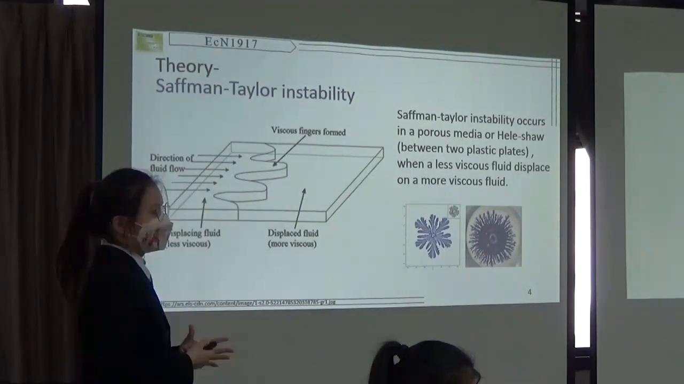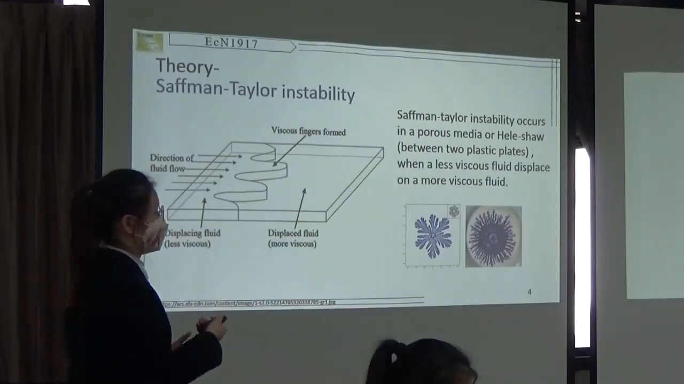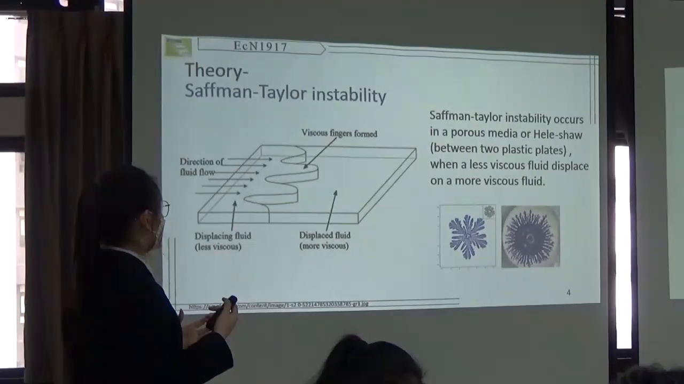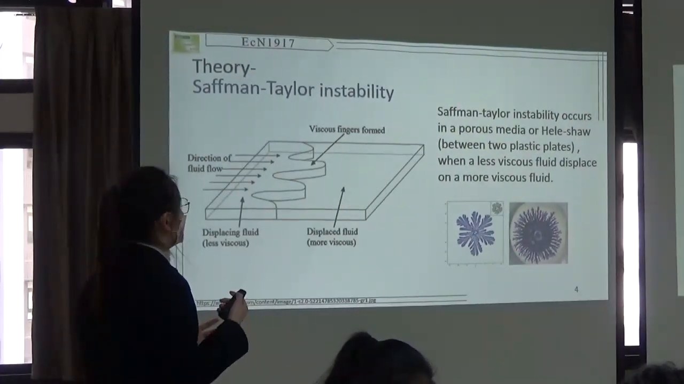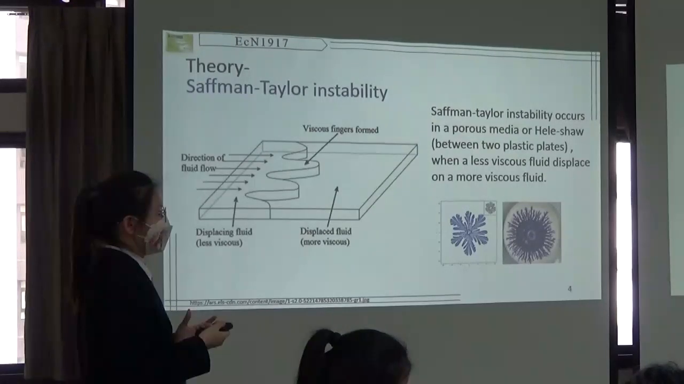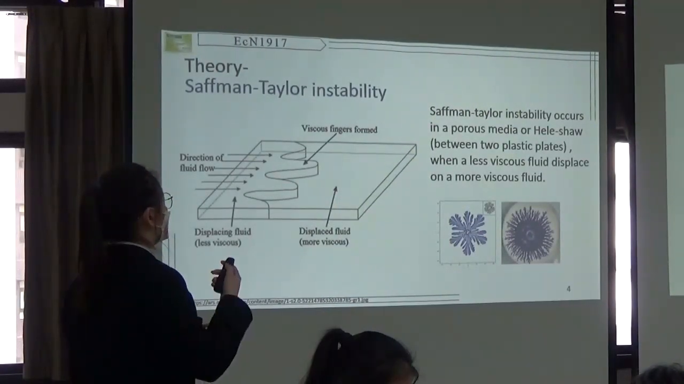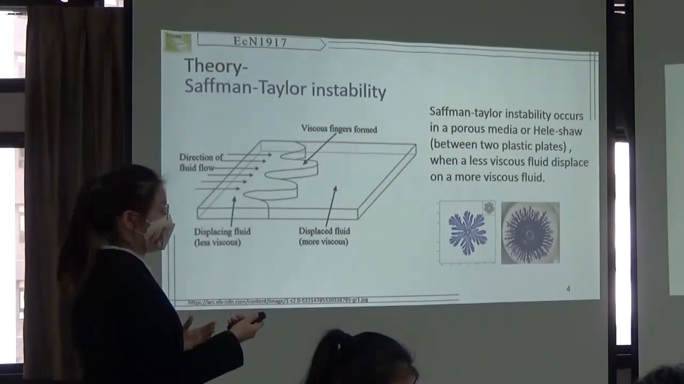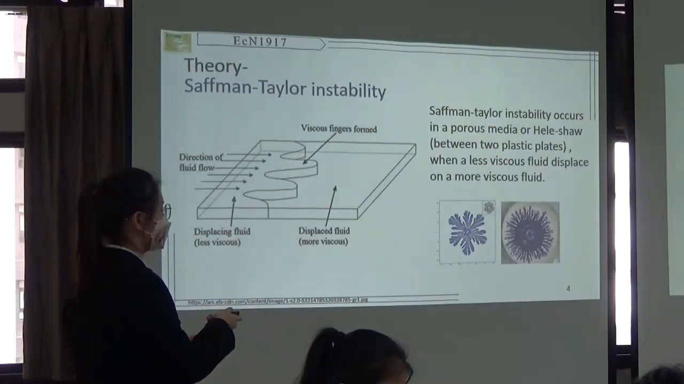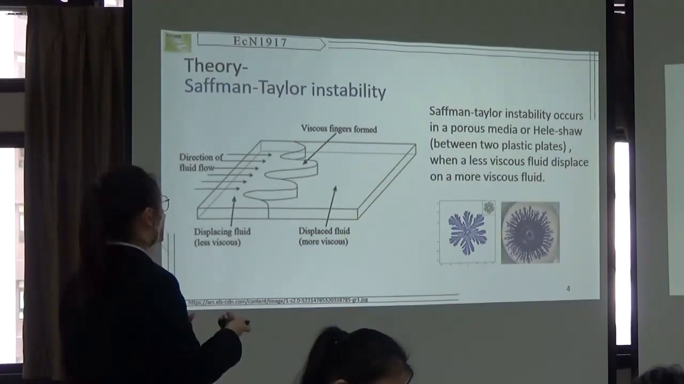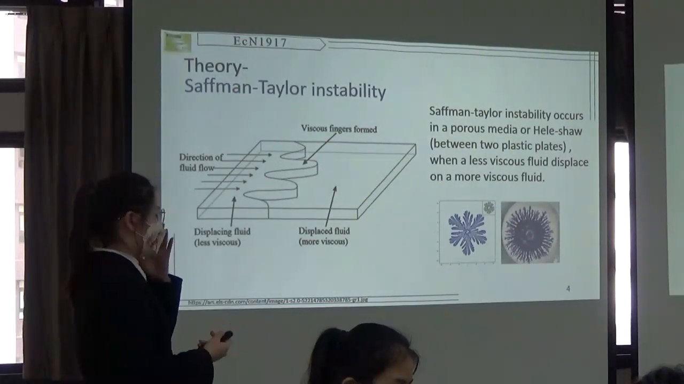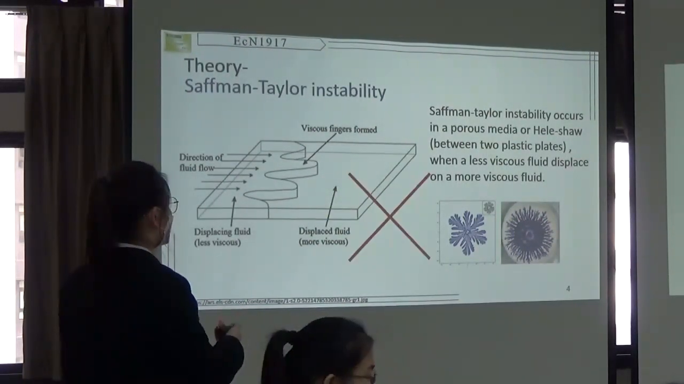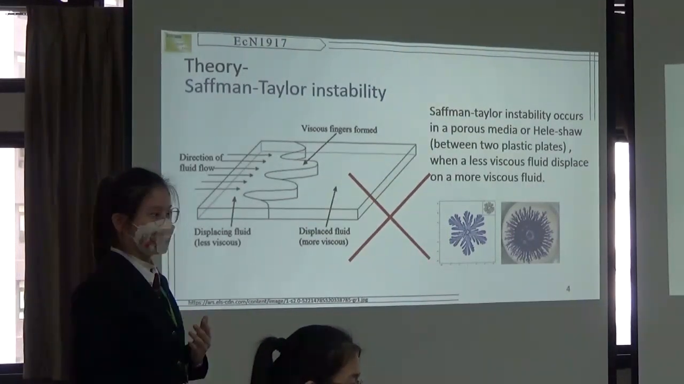We think that our pattern is very similar to the pattern where sedimentary instability occurs. That occurs in porous media or a Hele-Shaw cell, which is between two plastic plates, when the less viscous fluid is placed on the more viscous fluid. But in our experiment, our two surfaces are the acrylic paint and the air. Also, the sedimentary instability occurs because of the pressure between the two plastic plates. So we don't think that it can be used in our experiment.